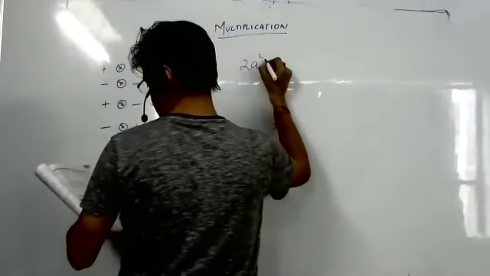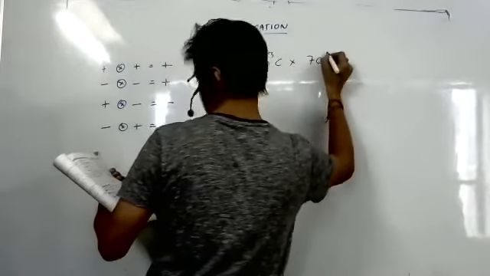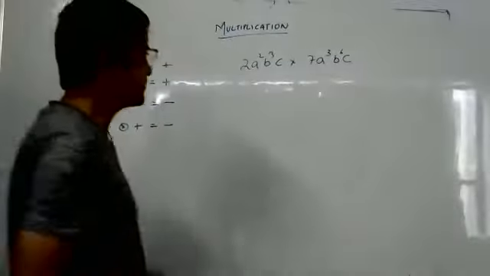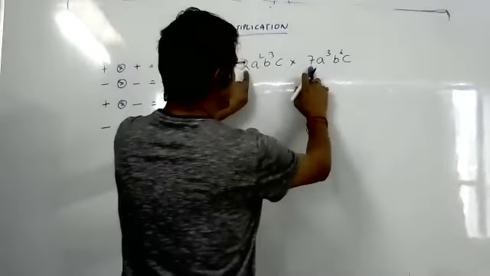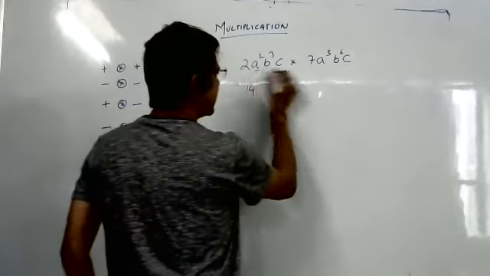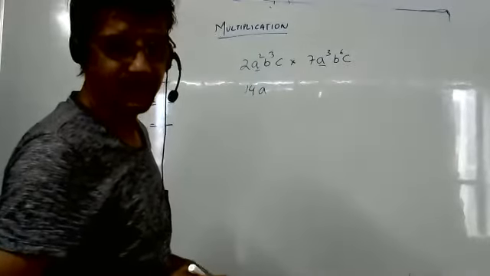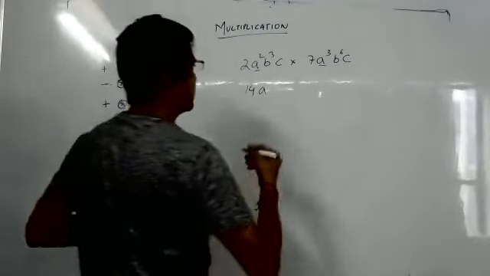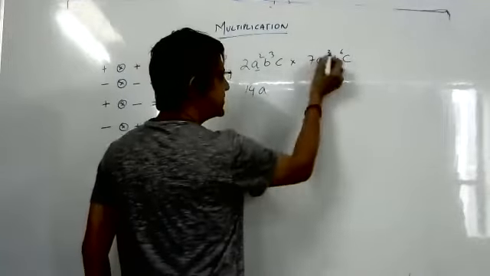2a square b cube c multiplied by 7 a 3 b 6 c. So what I said: first multiply the sign, plus into plus, plus. Second, multiply the coefficients, 2 into 7, 14. Then multiply a square into a cube, it will be a to the power 5. This is where you make the mistake. You multiply here, 3 into 2, 6. It is addition.